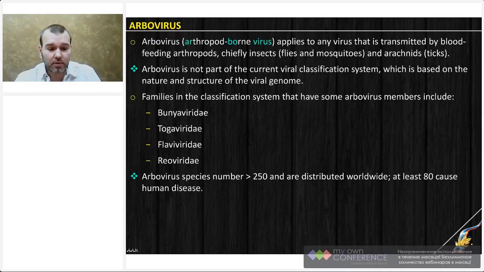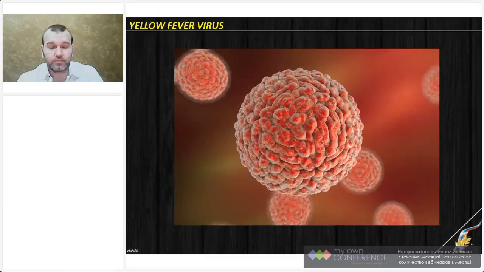In general, the group of arboviruses includes more than 250 different species of viruses which are distributed worldwide, and at minimum 80 of them can cause different diseases in humans. And of course, not all arboviruses cause damage of neural tissue, but today we will discuss a few pathogens which really cause disease of the central nervous system.